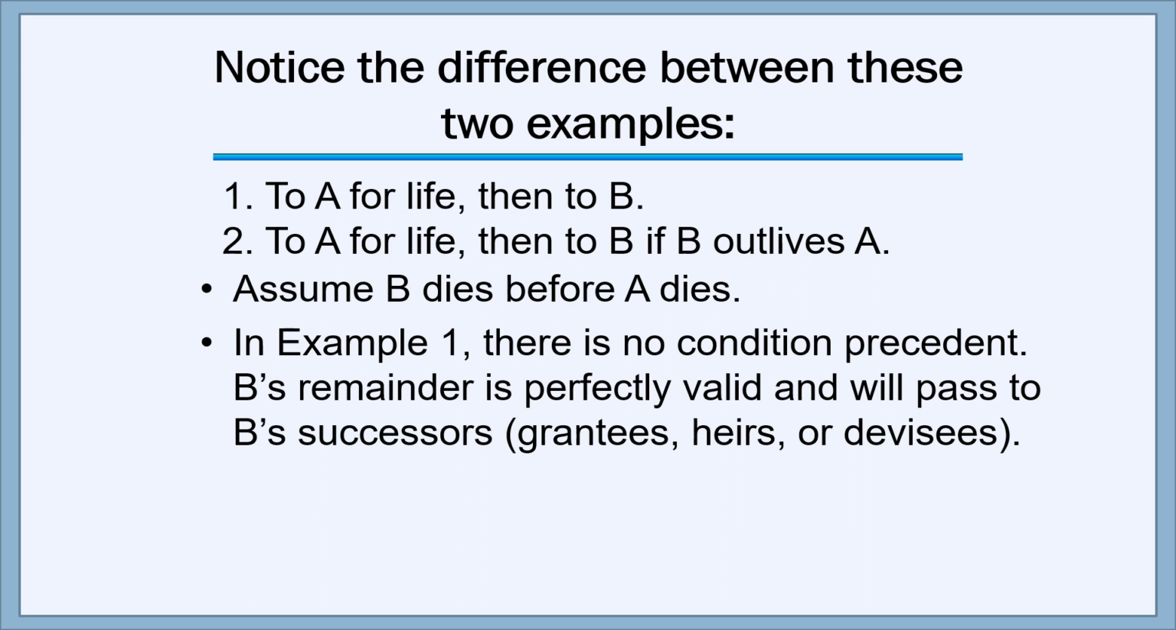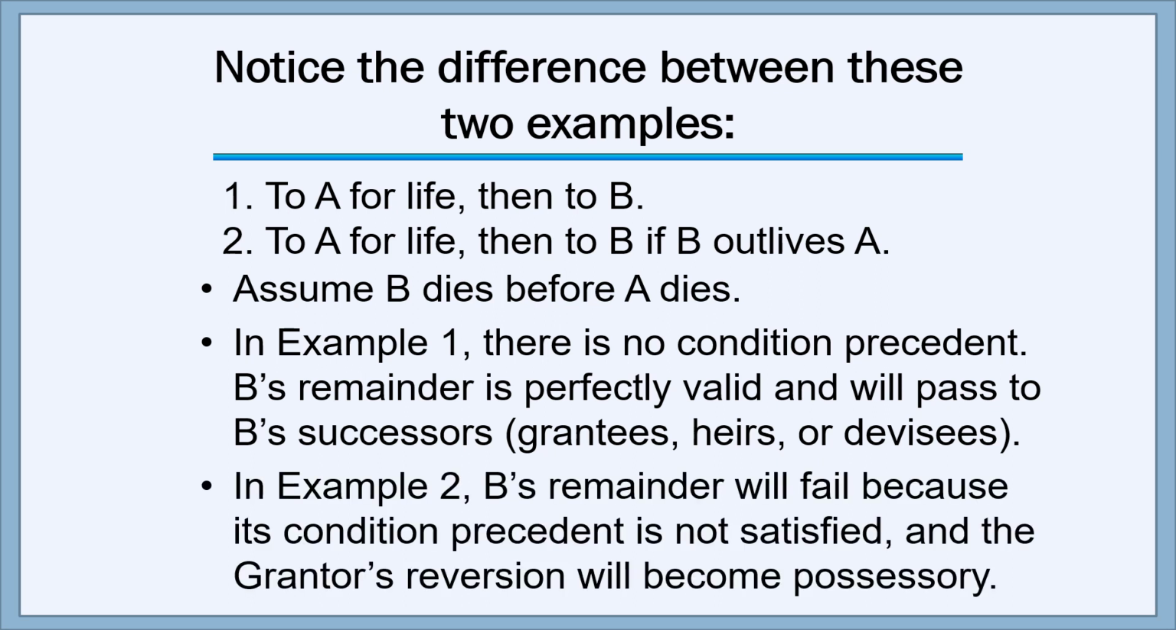In the second example, however, there's a condition on B's future interest. B's future interest will fail if B dies before A does, because there's a condition that B has to outlive A. And so the grantor's reversion will become possessory if the condition precedent isn't satisfied and the remainder fails. Now, the point of all of this is we don't read in a condition of survivorship if there isn't one. In example number 1, it doesn't say if B outlives A, and we don't infer that, we don't read it in, we don't put in a condition of survivorship or survival if the grantor didn't expressly mention it.